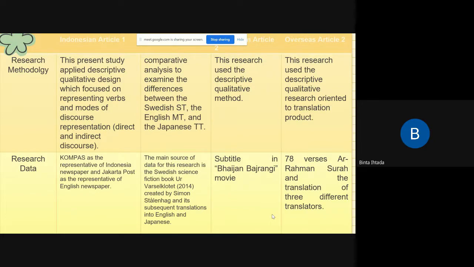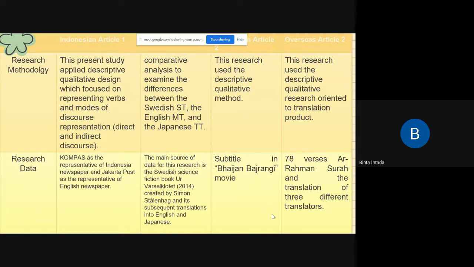and the English mediated text and also the Japanese target text. Well, the Indonesian article 2 uses a descriptive qualitative method, and the overseas article 2 also uses descriptive qualitative research, which is oriented to the translation product. The research data of Indonesian article 1: they use Kompas as the representative of Indonesian newspaper and Jakarta Post as the representative of English newspaper.